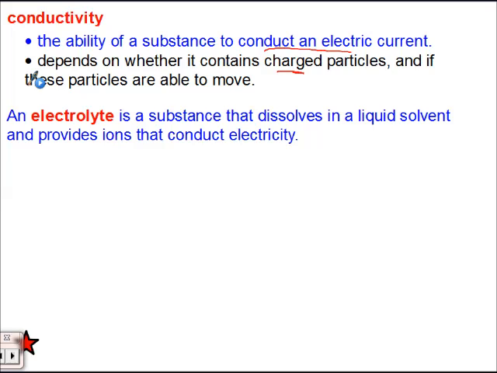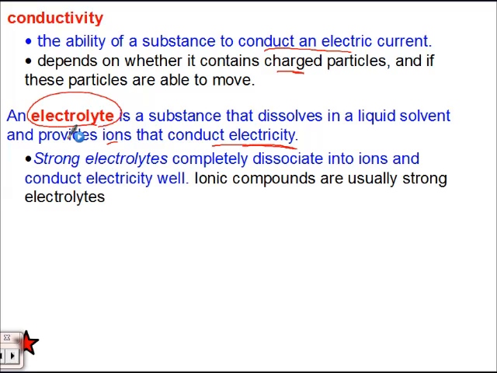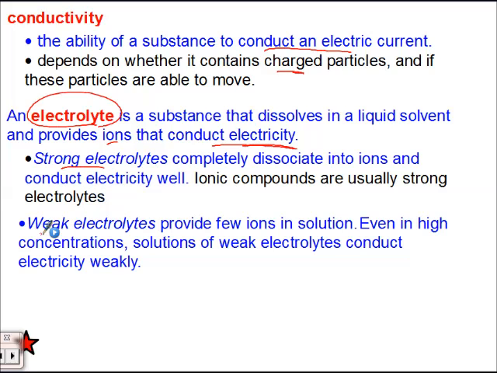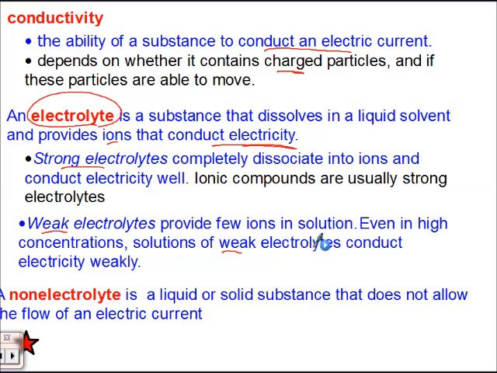It's the thing that dissolves in the liquid solvent and gives the ions that allow it to conduct electricity, and we call that an electrolyte. Strong electrolytes are things that dissociate completely, and we have weak electrolytes. They provide a few ions. They're partially conductive, but not really strong. Some of that material is dissociated, but not all of it. A non-electrolyte then would be the thing that does not allow electricity to flow at all.